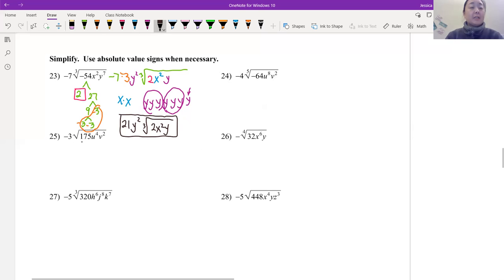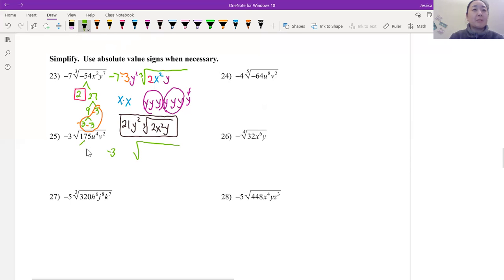So let's try to look at this guy. Outside here is our -3. So I'm just going to set this up like I did before. I have my square root, my -3 out here. I'm going to leave a little bit of space because I know I'm hopefully going to pull stuff out. Try to keep the colors the same.